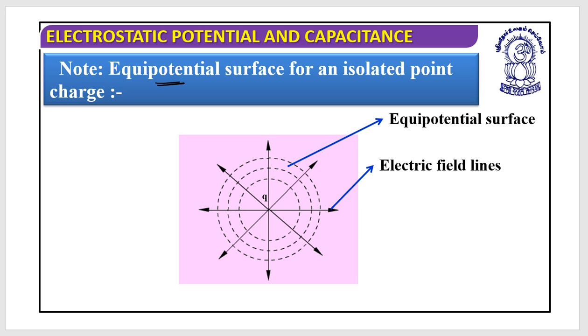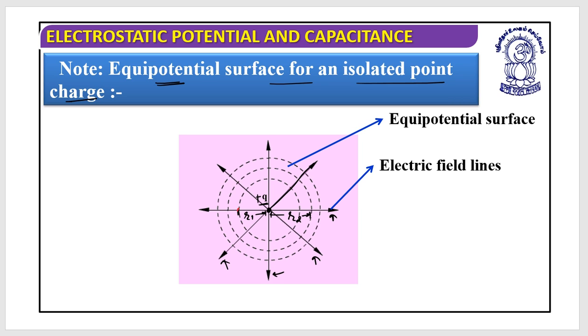I want to plot the equipotential surface for an isolated point charge. As we already discussed, this is a point charge q, and as it is a positive charge, the direction of the electric field is moving outward from the surface. So for a positive point charge, the direction of electric field is outward, that I know. Now one more very interesting point: let's say this distance to the center of the first circle is r1, and for the second circle it is r2.